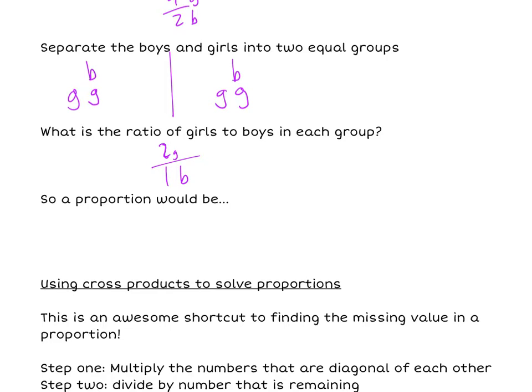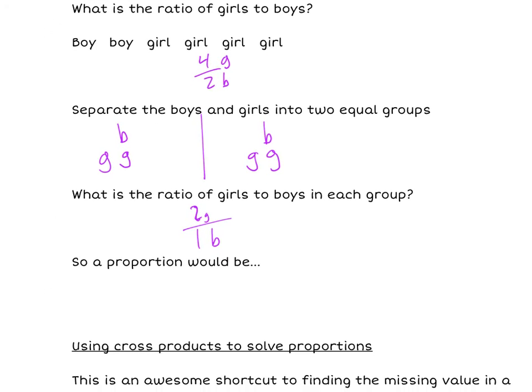So, if we make this a proportion, we have 2 different ratios here. We've got one that's 4 to 2 and one that's 2 to 1. And to make it a proportion, because we could split this into even groups, and it worked out having 2 girls in every group and 1 boy in every group, we can say 4 to 2 is equal to 2 to 1, which is a proportion.